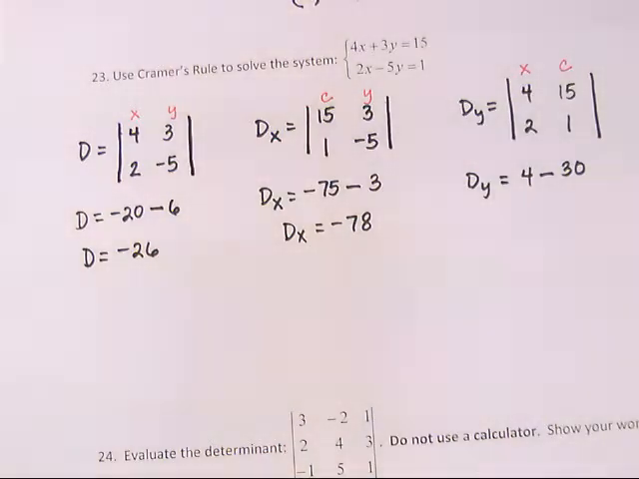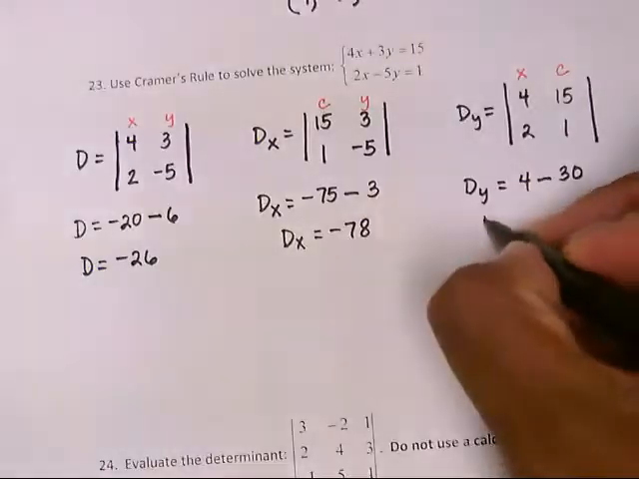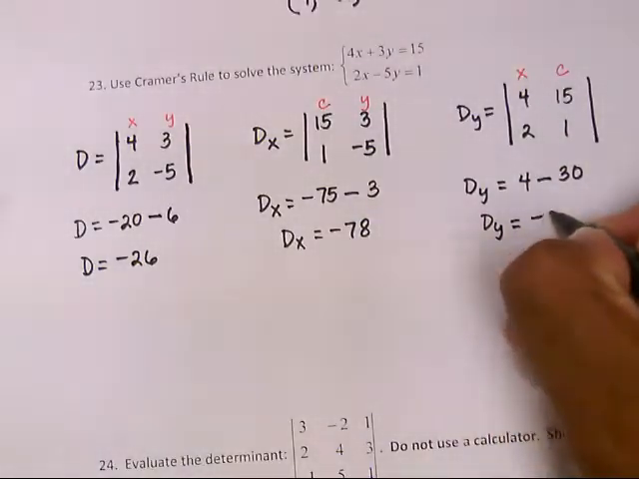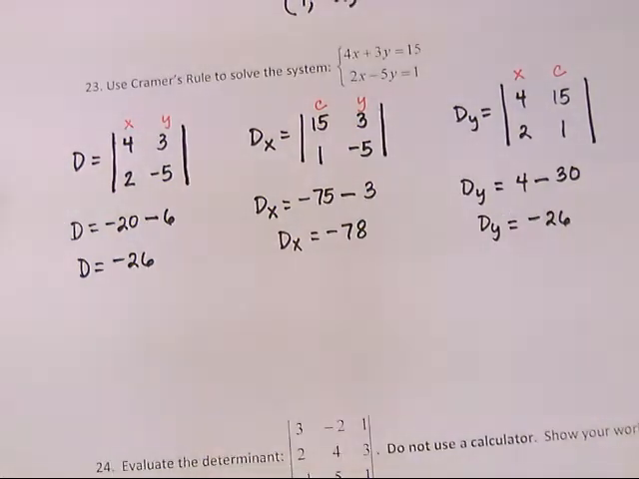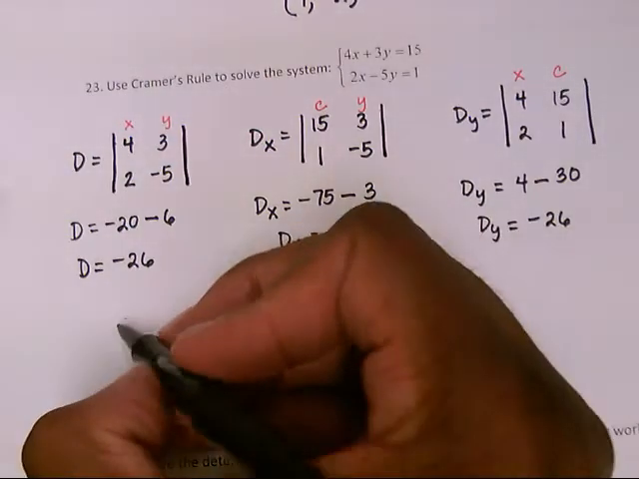Okay, continuing problem number 23. Here we got d sub y equaling 4 minus 30. We subtract that, you'll get negative 26. Okay, now we're going to find out what x and y is.